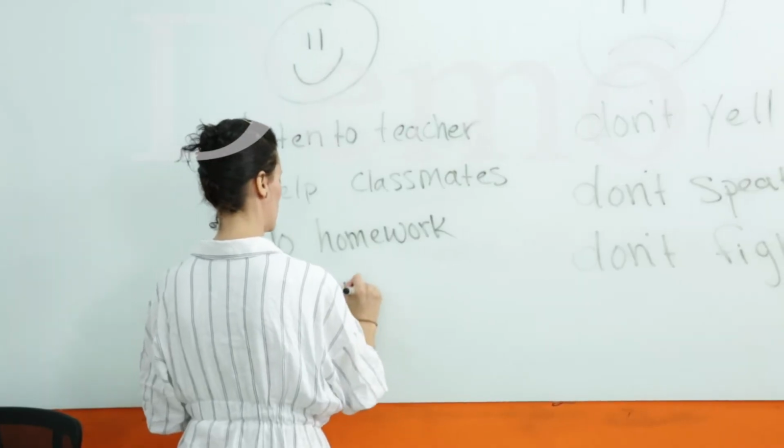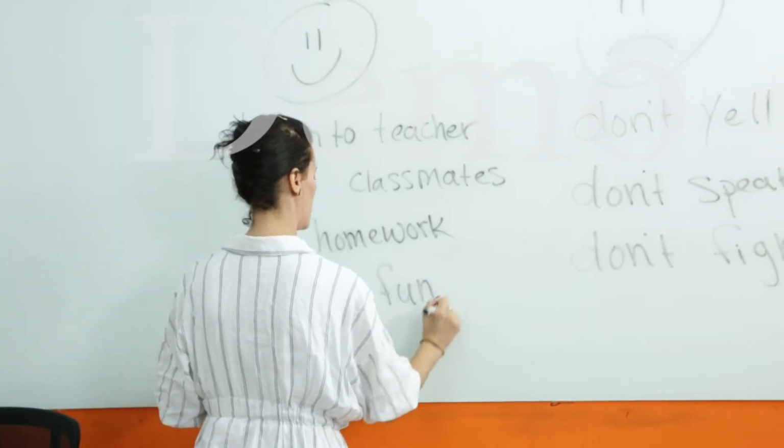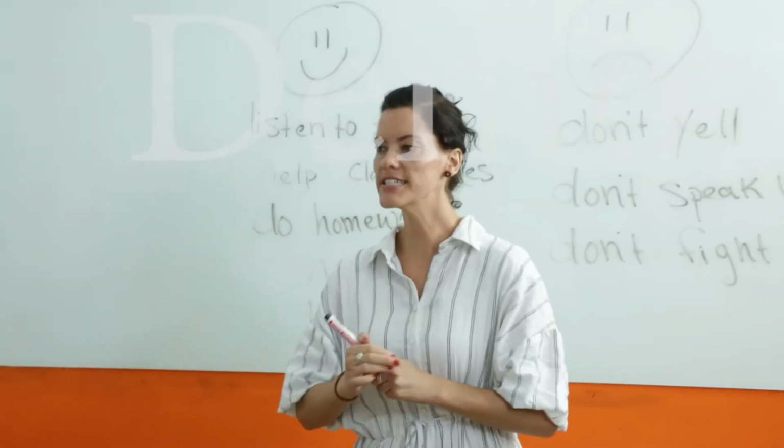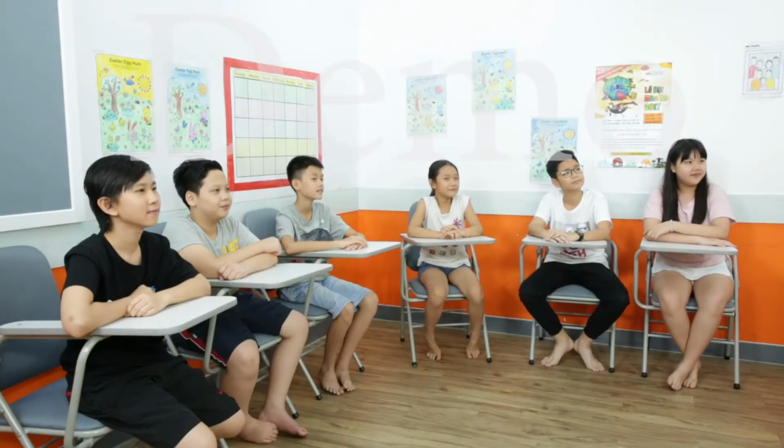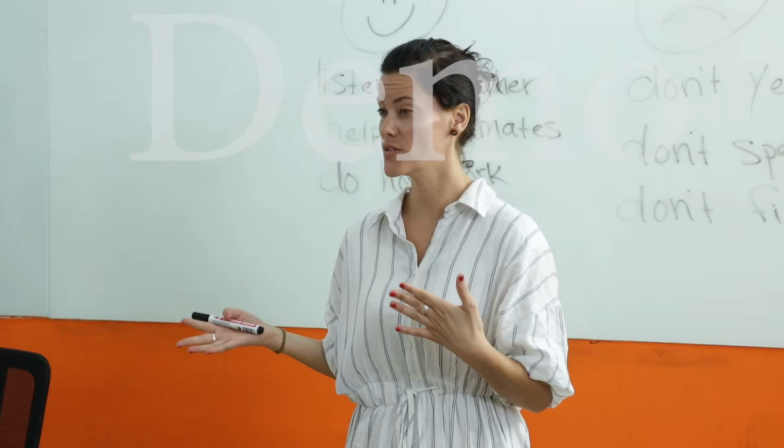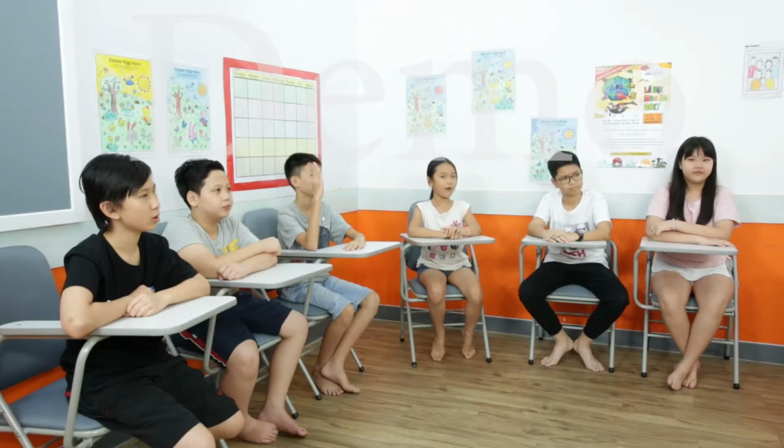All right, do you guys have any more ideas? Have fun. Be nice. Very good. All right, do you guys think these will be good rules for our classroom? Yes. Okay, what happens if you don't follow the rules? Will I be happy? Yeah, Michael. No, I don't think so.